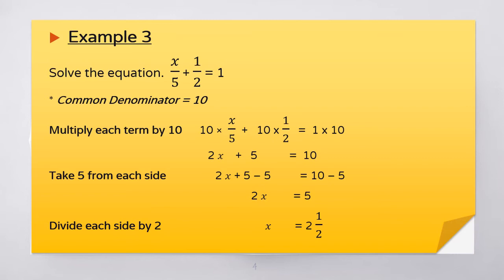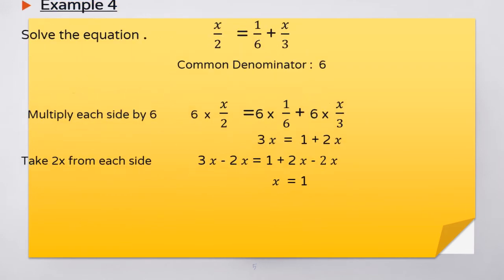Now to find out the x value, divide each side by 2. Then you are getting the answer as x equals 5 upon 2. 5 upon 2 is an improper fraction. Therefore, we should keep our final answer as a mixed fraction. So the answer is x equals 2.5.